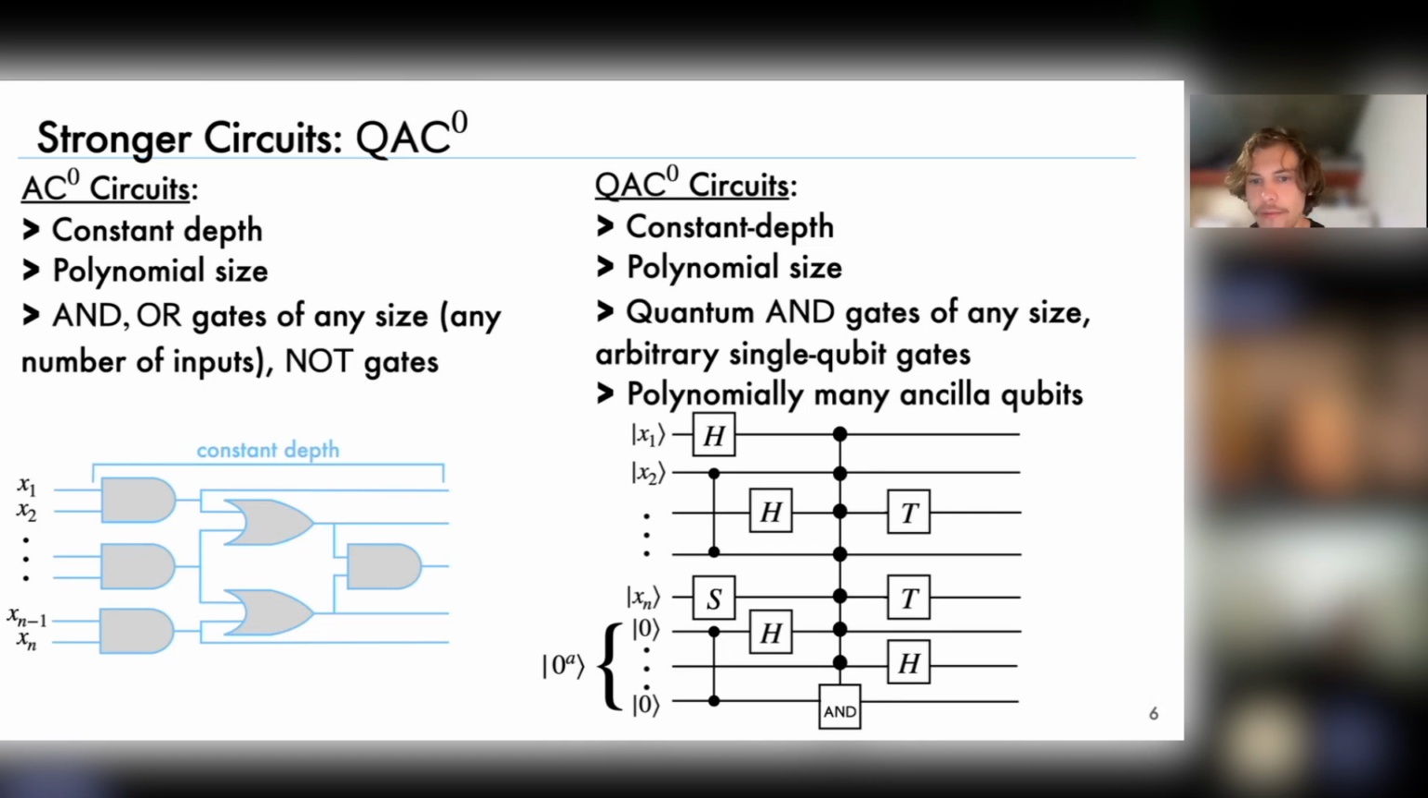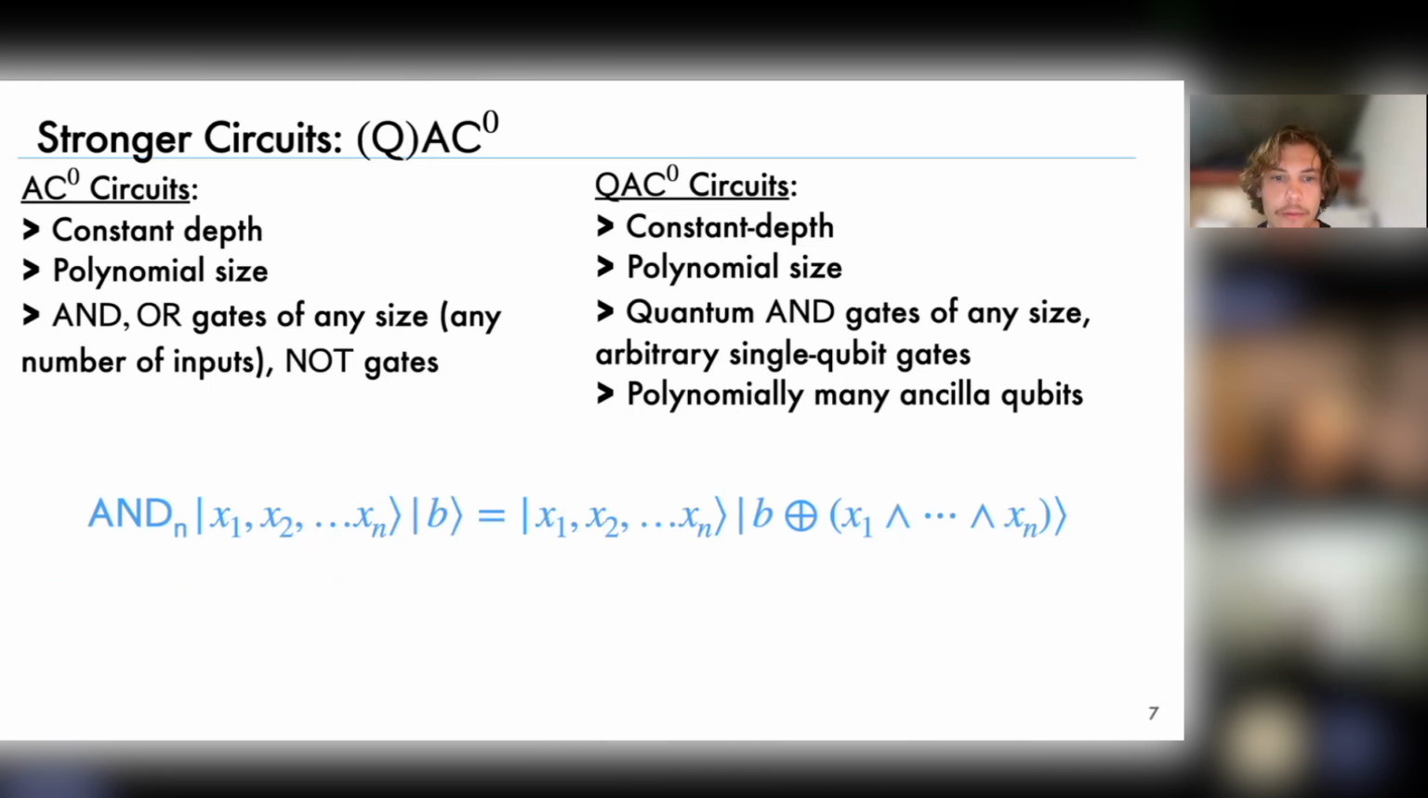As I've drawn here, we have some QAC0 circuit acting on input X with 0 to the A at the bottom here, indicating the sort of ancilla or workspace qubits. And we require for this workspace to be polynomial size. Just to be very precise, when I say a quantum AND gate here, this is sometimes referred to as a large Toffoli gate or a generalized Toffoli gate. But this is a gate that acts on n+1 qubits just by XORing the AND function of the first n bits into the final qubit.